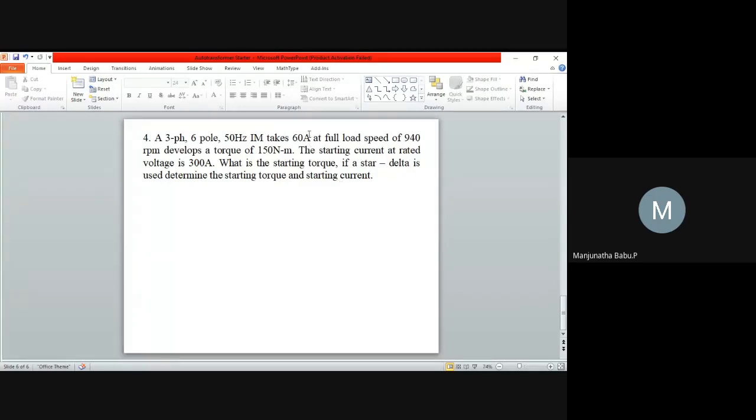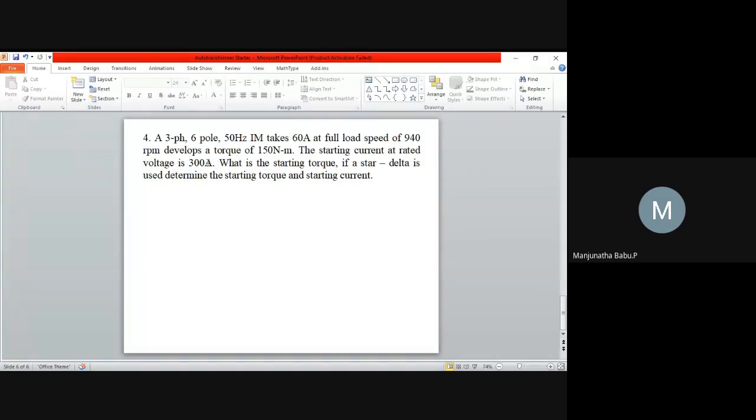Given values: full load current IFL is 60 amps. Poles are 6. Speed N is 940 RPM. Torque at full load TFL is 150 Newton meter. And next is the starting current ISC at rated voltage, which is 300 amps.